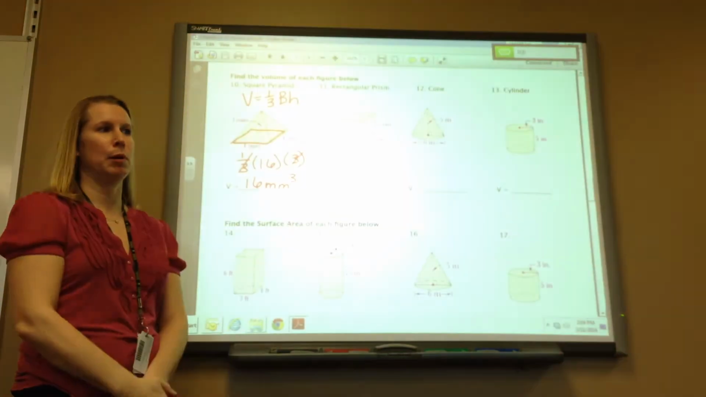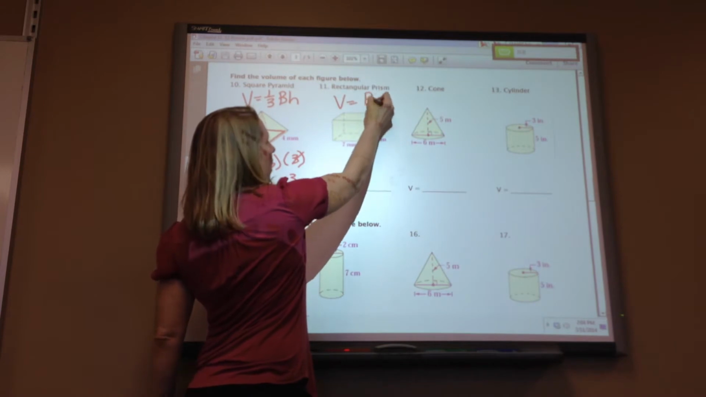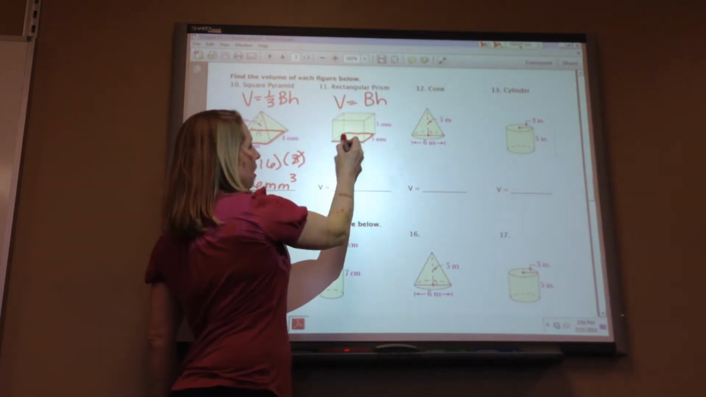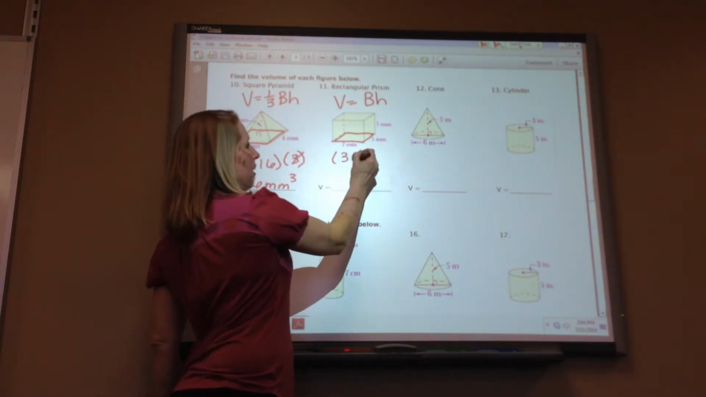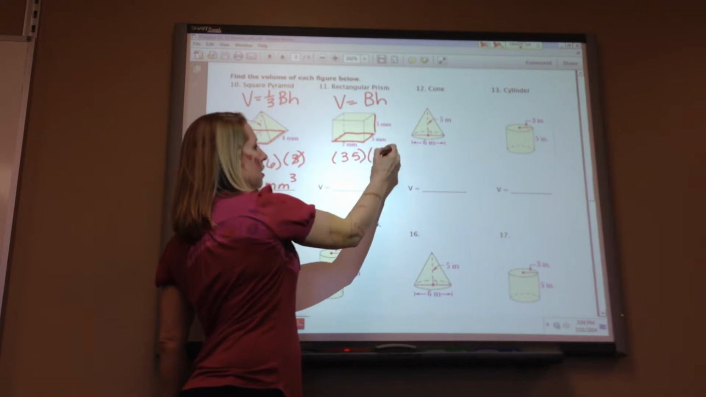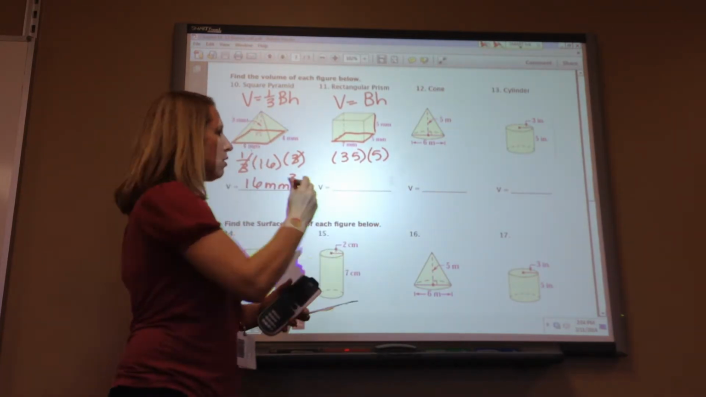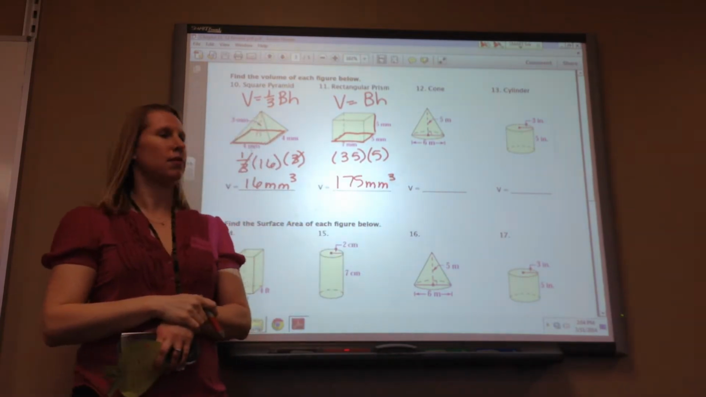And my smartboard went away. There we go. Volume of a prism is area of the base times the height. So we have to find the area of this base, which would be base times height. 7 times 5 would be 35. The height is 5. So 35 times 5 is 175 millimeters cubed.